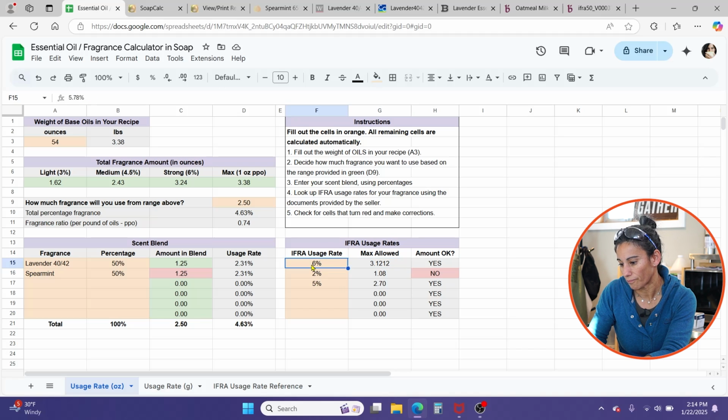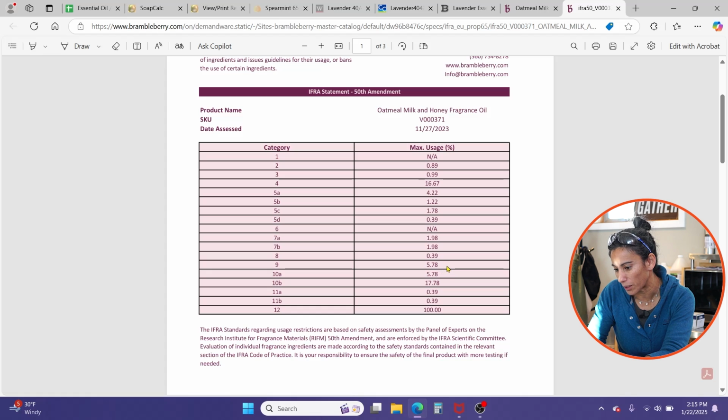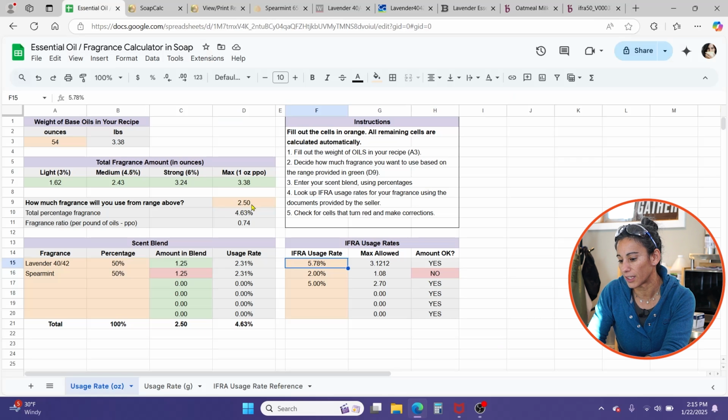So wait a minute. Okay, so what I did is I just updated the calculator to include 2 decimal places so I can actually put the 5.78%, have it look like that. And let's go back here and look. Yeah, 5.78%. So if I put that in there, I can see that I can use up to 3.12 ounces. So I could use the full 2.5 ounces of fragrance in my oatmeal milk and honey. So that's just good to know.